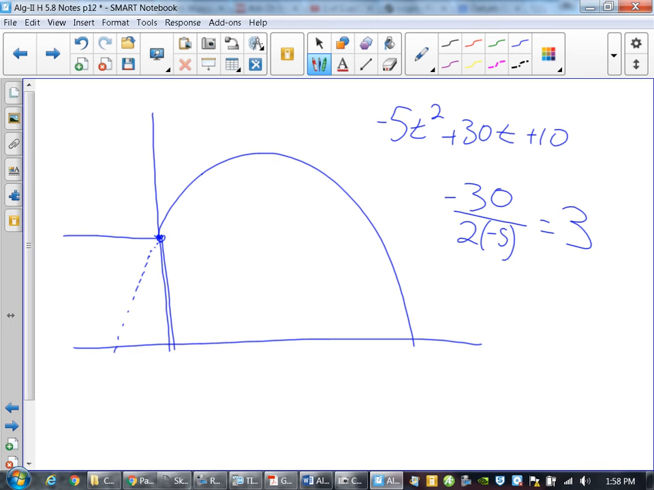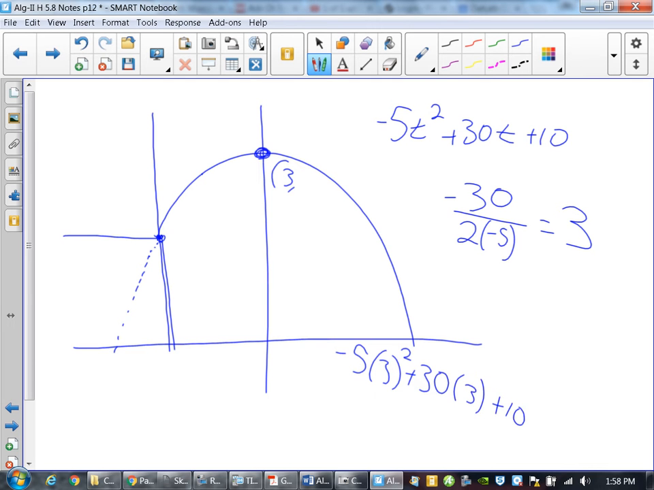It gives me an x value of 3. I know that this occurs at 3 comma something. Well, negative 5 times 3 squared plus 30 times 3 plus 10. 3 squared is 9. 9 times negative 5 is negative 45. 90 minus 45 is 45. 45 and 10 is 55.